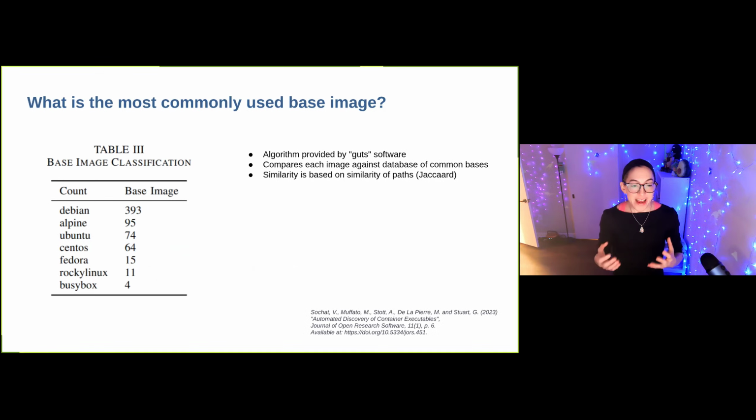The basic idea is that we're going to take each of our contender images and compare it against a database of not just all of these operating systems, but different versions of the file system. Then we're going to do some tricks in the algorithm and calculate a similarity metric based on the similarity of paths using the Jaccard coefficient. We're going to get a score for each of these bases and versions against our contender operating system paths, and then assign the highest one as the classification.